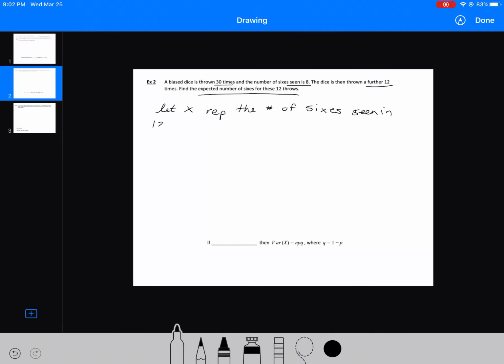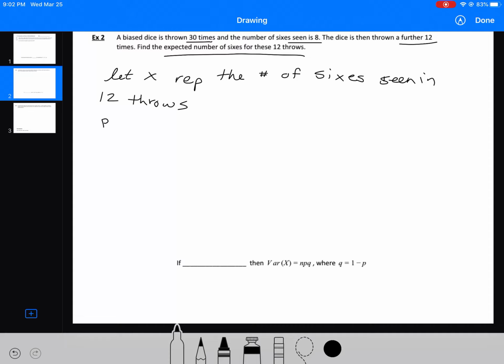Okay. The next thing I'm going to do is use my experimental data from the question. So I know that p, my probability of a success, is going to be 8 over 30, or 4 out of 15, because I've thrown the dice 30 times, and I've gotten a 6 8 times. So now I can write my binomial distribution as n, the number of throws that I'm now doing, and then my probability of success.